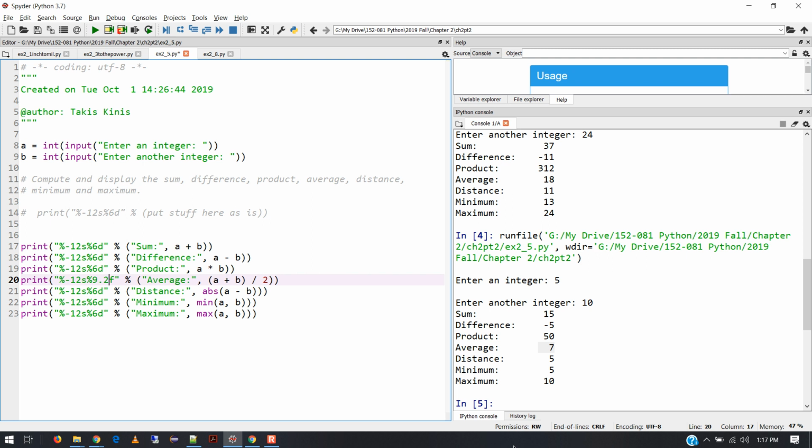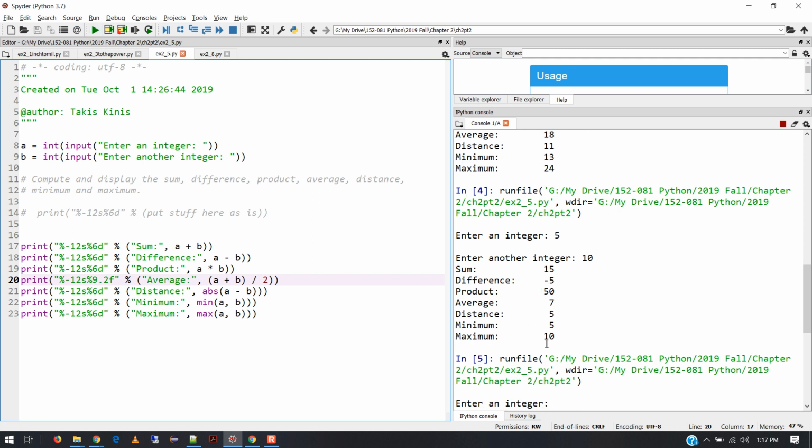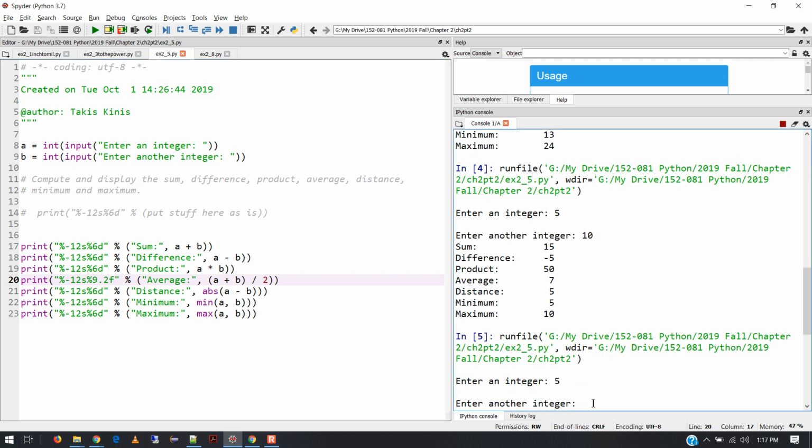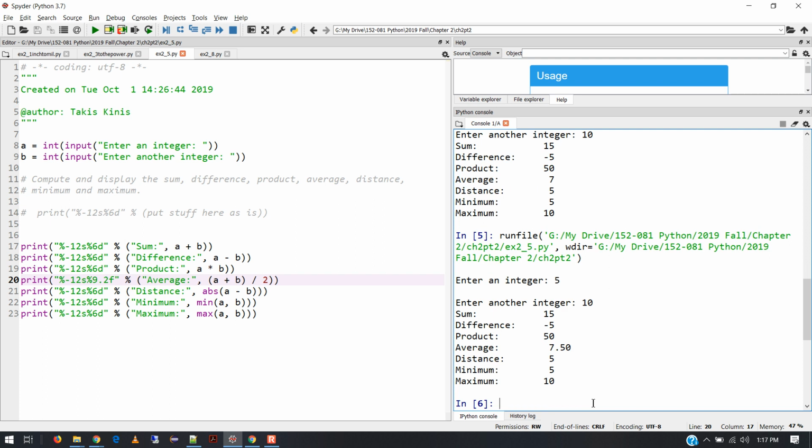See the difference? Just a little bit of math. If I would have screwed up and guessed the wrong numbers, or if I went 6.2, I would see it be off and then I would fix it. So let's try it now. Use the same numbers, 5, 10, and there's a 7.5 to 2 decimal places, and all the alignments are pretty.